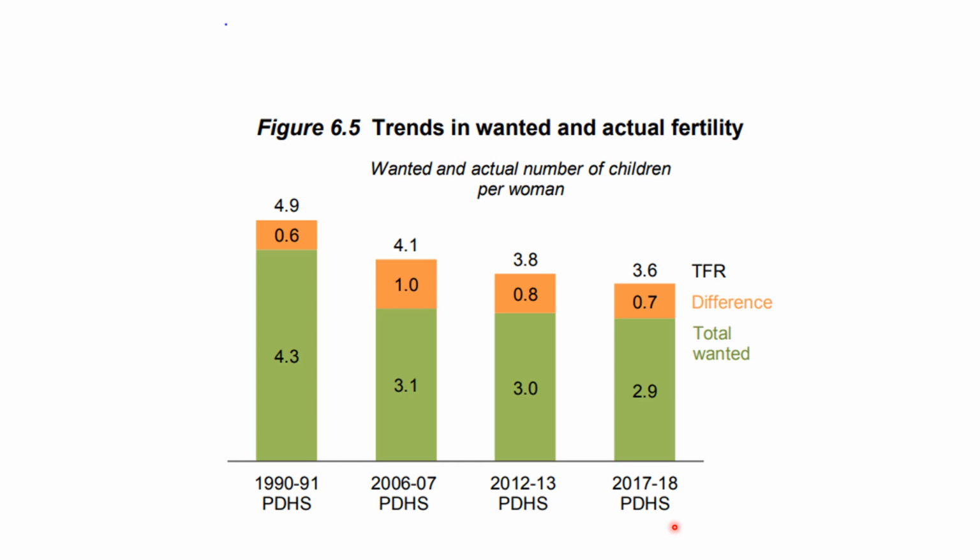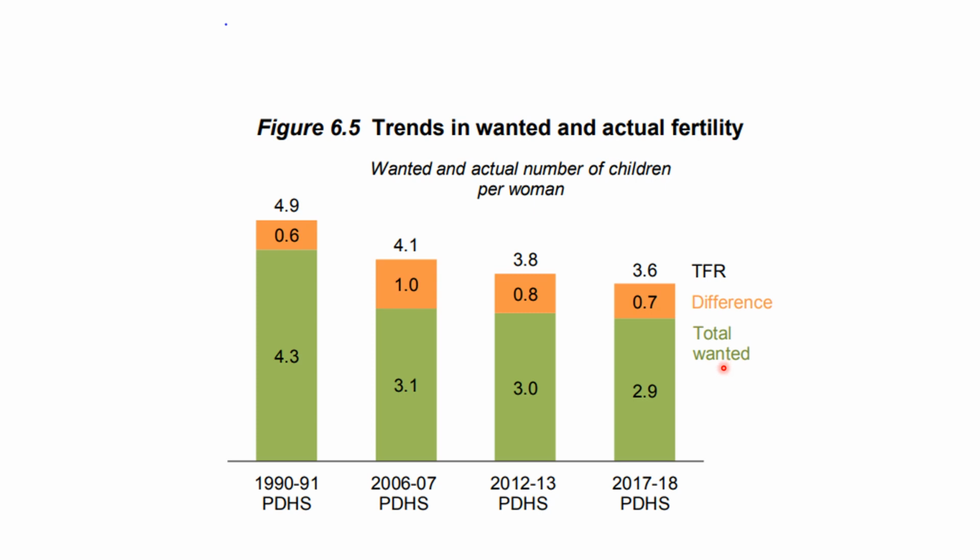So here there is a legend. The legend is something like this. A legend can be in the form of a table, or it can be just given simply as here. And here it is showing the total fertility rate. So for example, this top line is showing the total fertility rate. The orange word here is saying difference. So the difference is in orange, and it is pointing to this difference in orange of 0.7 or 0.8 or 1.0 or 0.6. And the total wanted is given in green.